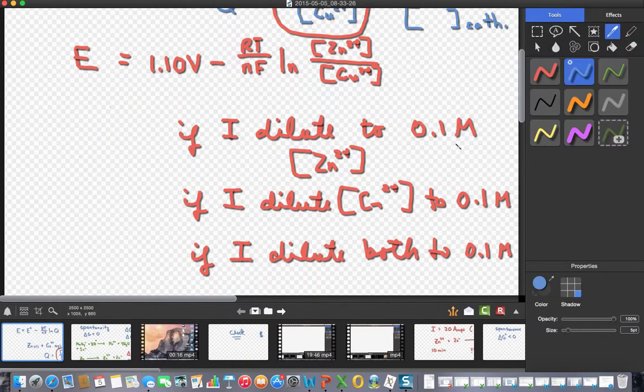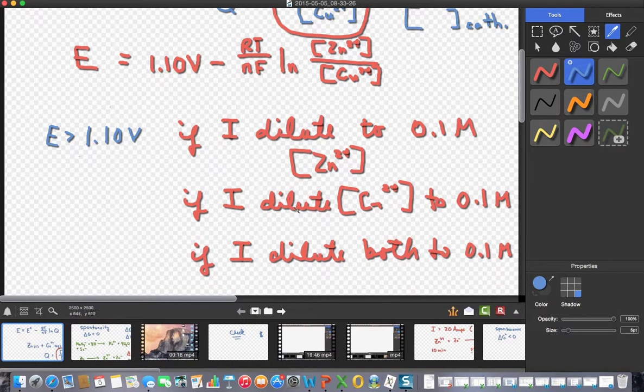So if you dilute zinc to 0.1 molar, this becomes smaller. This will be negative. Negative times a negative is a positive. E is greater than 1.10 volts. Diluting the top is the same as concentrating the bottom. So let's say we left zinc at 1 molar, but we concentrate copper to 2 molar. It's still going to be a fraction that's less than 1. The log will be negative. E will be greater than 1.10 volts.